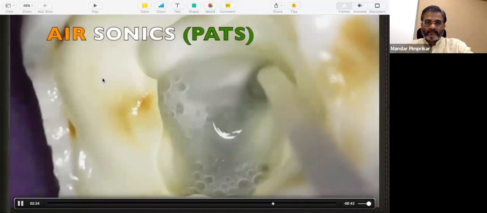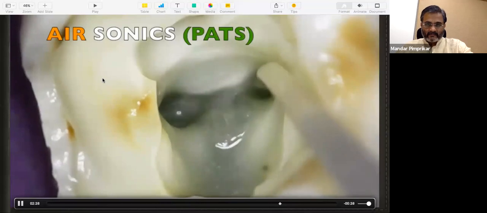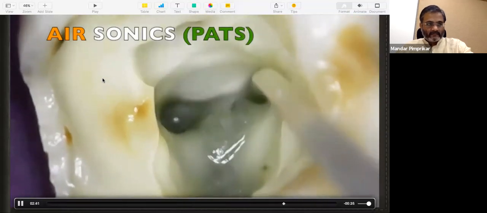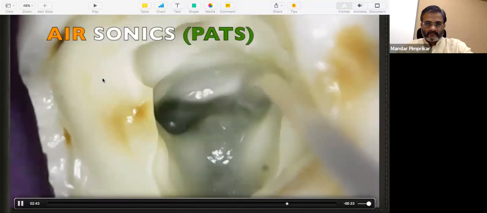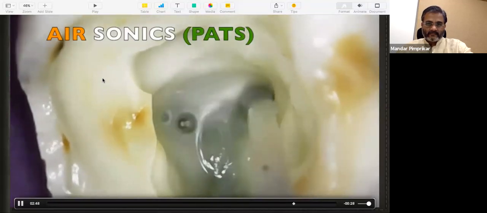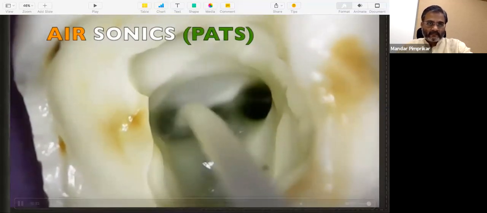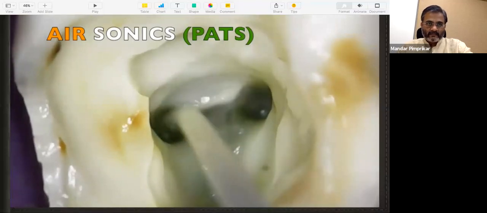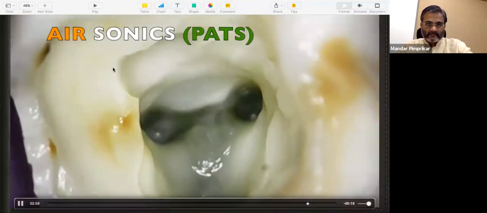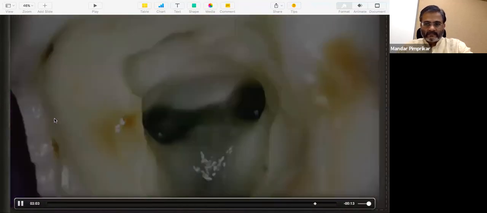As you can see in the video, it actually creates a turbulent effect, creates the cavitation effect. You can see the isthmus cleaning very efficiently done. We all understand that activation of the irrigants is a must step, and we should wisely choose our device to activate the irrigants, not just because something is available at a very low cost.